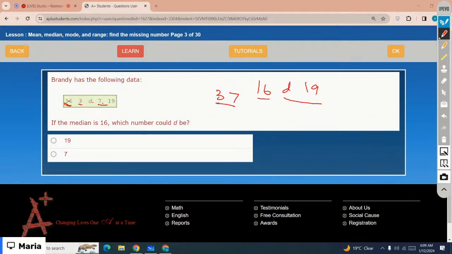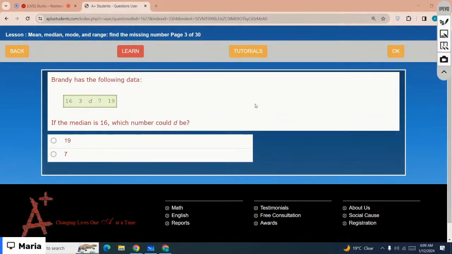So D is here, right? And after the 16, you have all the numbers that are greater than or equal to 16, right? So you are given two options, 19 and 7. So that means D must be 19. Got it? So the correct option is 19. D must be 19. So the correct option is 19. Got it?